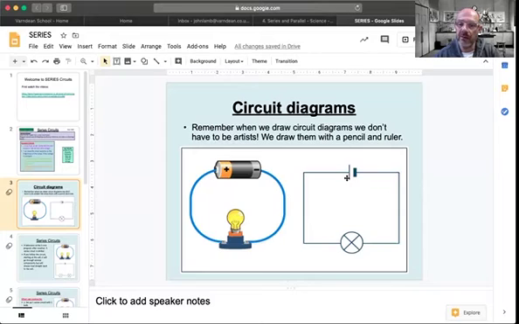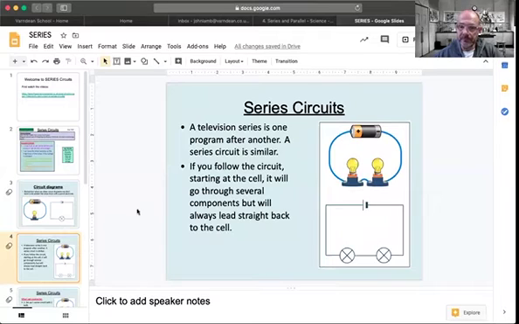So there's our cell at the top. There's our bulb at the bottom and our wires by the straight lines. Now, the idea of series means one after another. If you watch a television series, you get episode 1, episode 2, episode 3, and a series circuit is the same. The current flows out of the cell, goes all the way around, it goes through one, then another, then back again. It goes through every component one after another. There is only one circuit for it to take round.